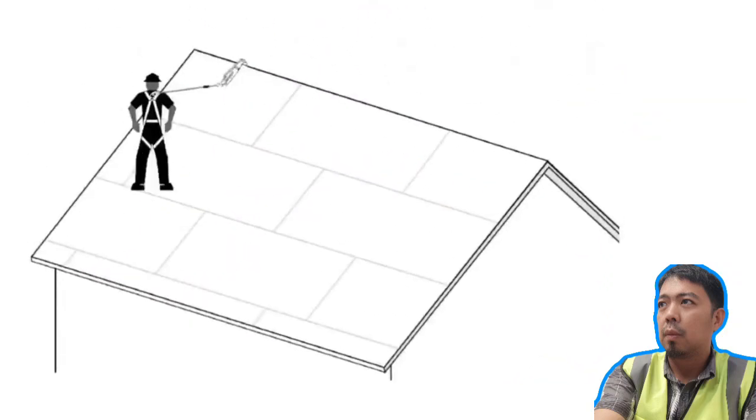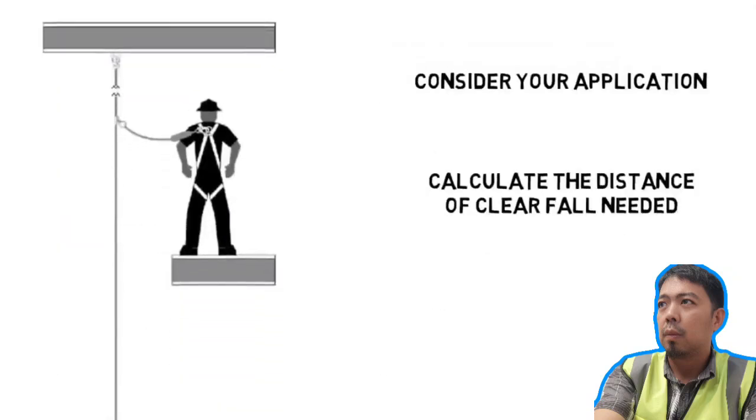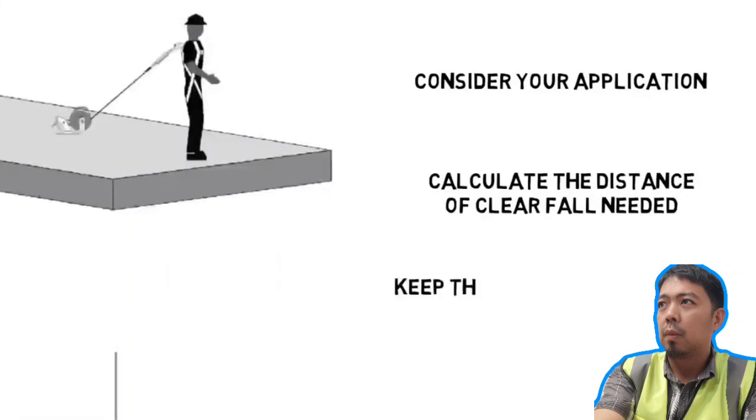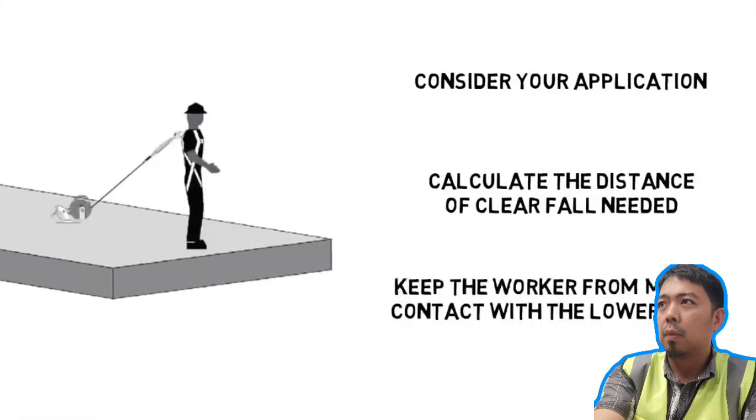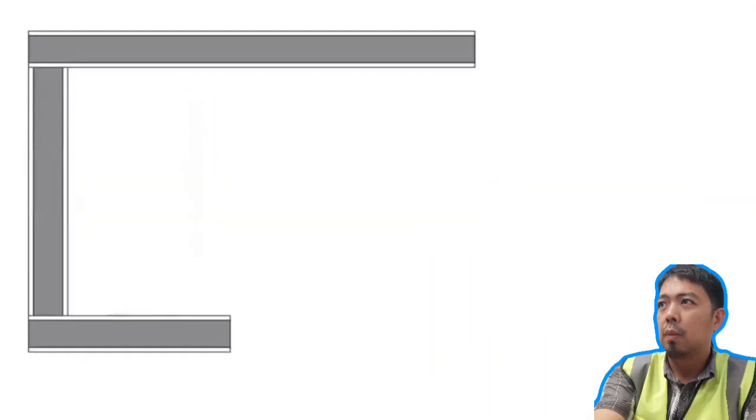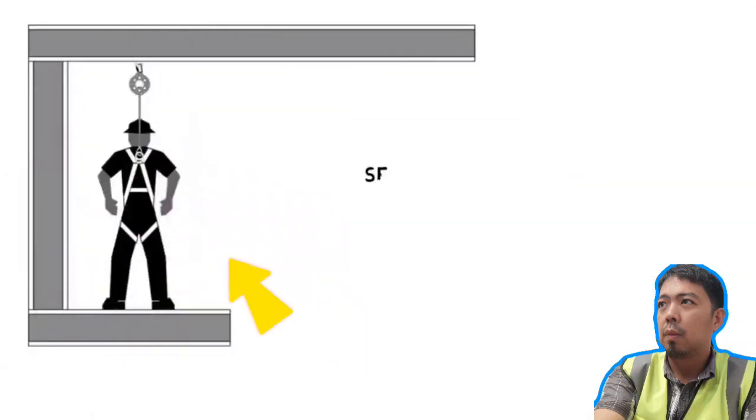When choosing a lanyard or SRD, it's important to consider your application and calculate the distance of clearfall needed in order for the fall arrest system to activate and keep the worker from making contact with the lower level. Clearfall distance calculations differ depending on the type of connector you plan to use.